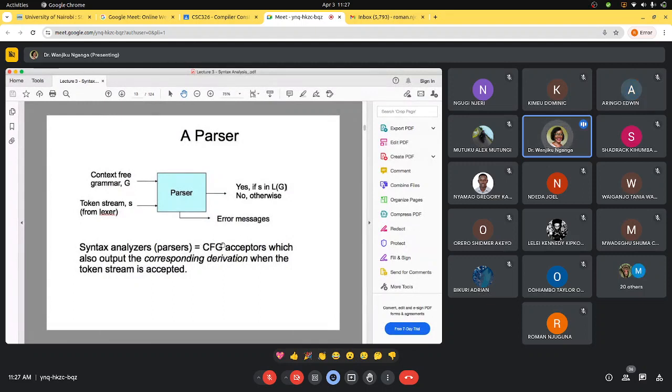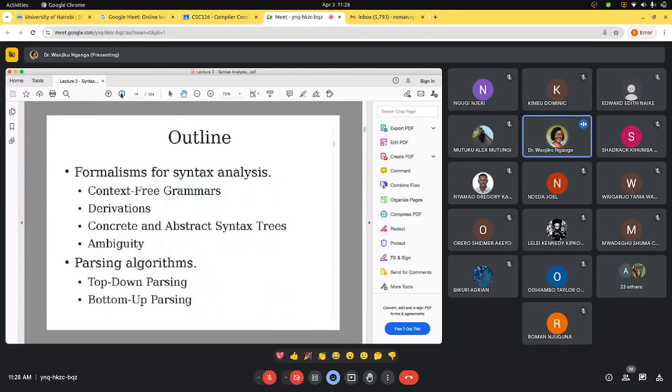And I think you remember what a CFG is, although we're going to quickly do that. So they accept a CFG and use that CFG to determine whether the token stream from the scanner is actually forming a valid sentence or valid string in the grammar of that CFG, if at all we can get a derivation from the tree.